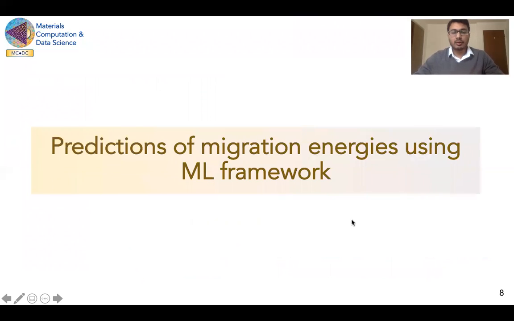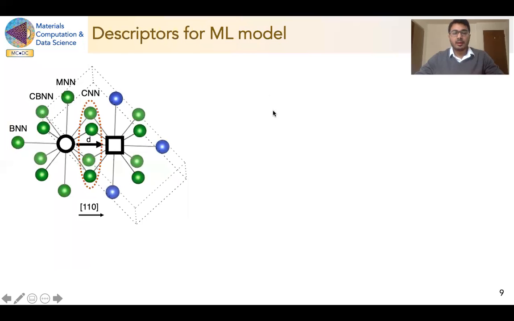Now, first, I want to talk about the predictions of migration energies using the machine learning framework. Here, I am first talking about the descriptors we use for the migration energy model. The descriptors are based on the local chemical environment around the migrating atom and the vacancy. So in this figure, the empty circle is the migrating atom and the empty square is the vacancy. The migrating atom is jumping to the vacancy site, and these green and blue atoms are the first nearest neighbor atoms to the migrating atom and the vacancy.